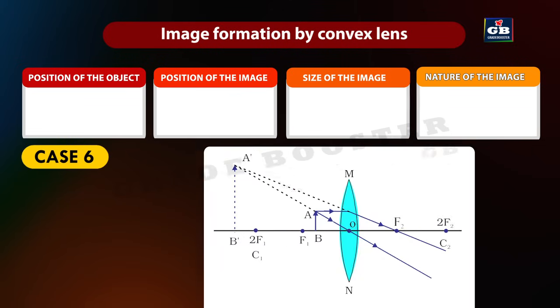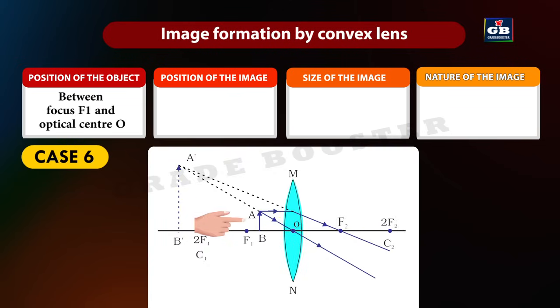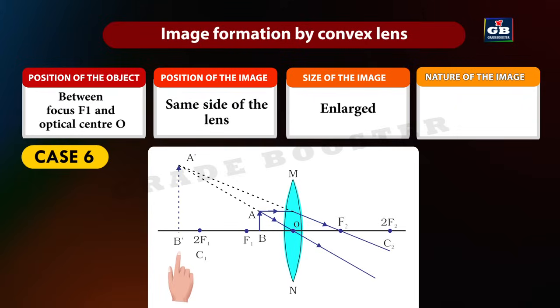Case 6. If the position of the object is between focus f1 and optical center O, the position of the image will be on the same side of the lens as the object. The relative size of the image is enlarged. The nature of the image is virtual and erect.